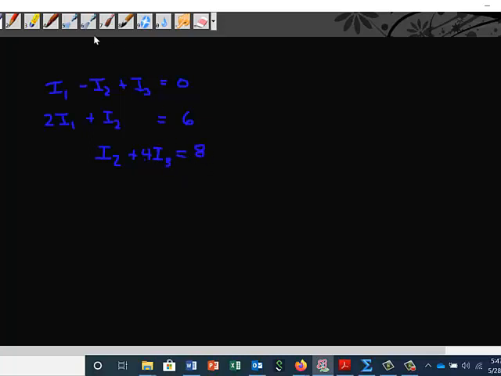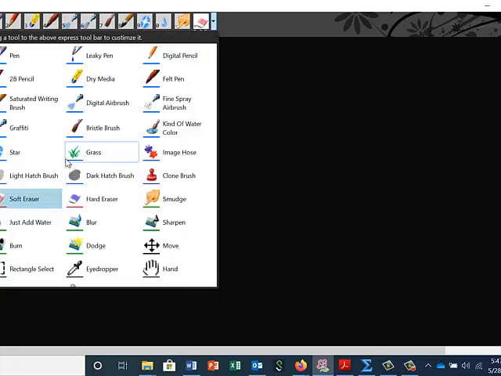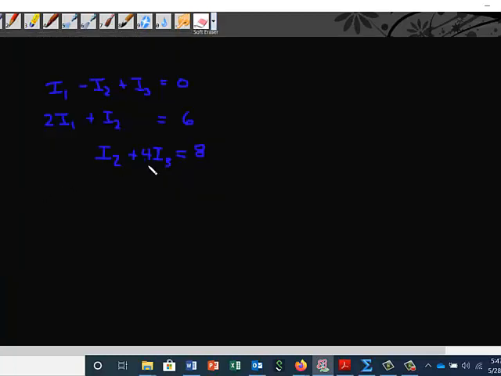Okay, let me remove that dot or that point, which appears to be a decimal point there. We don't want that because that's just 4 times I sub 3, which is equal to 8 there. Okay. So we have 3 equations with 3 unknowns.